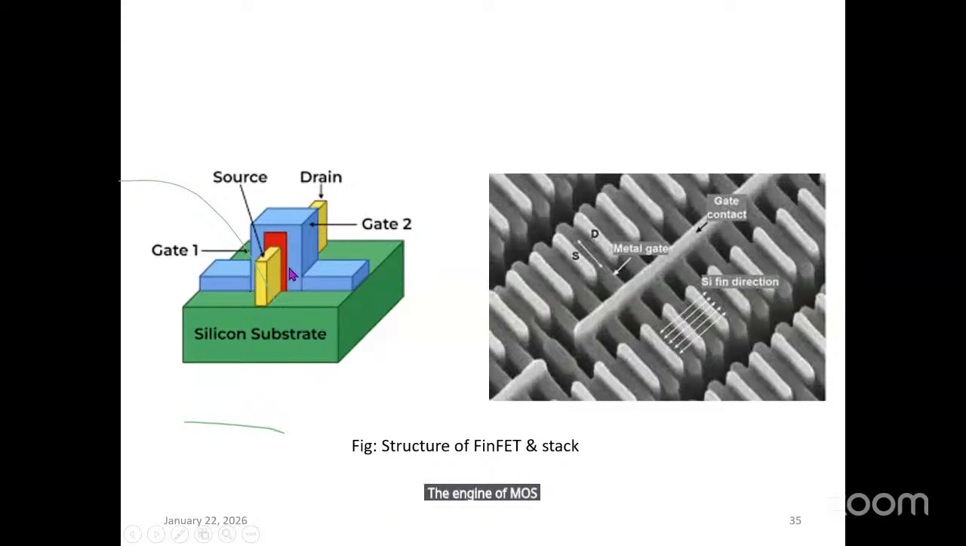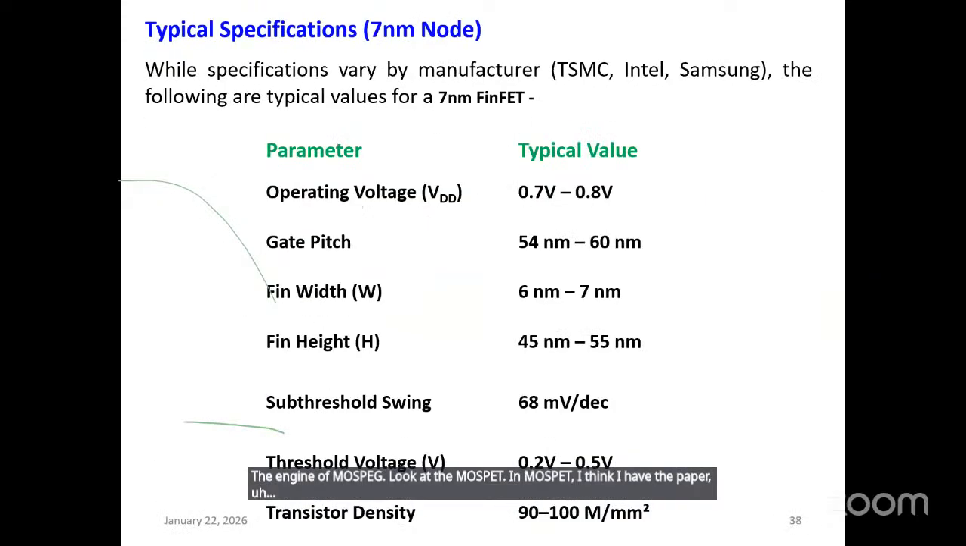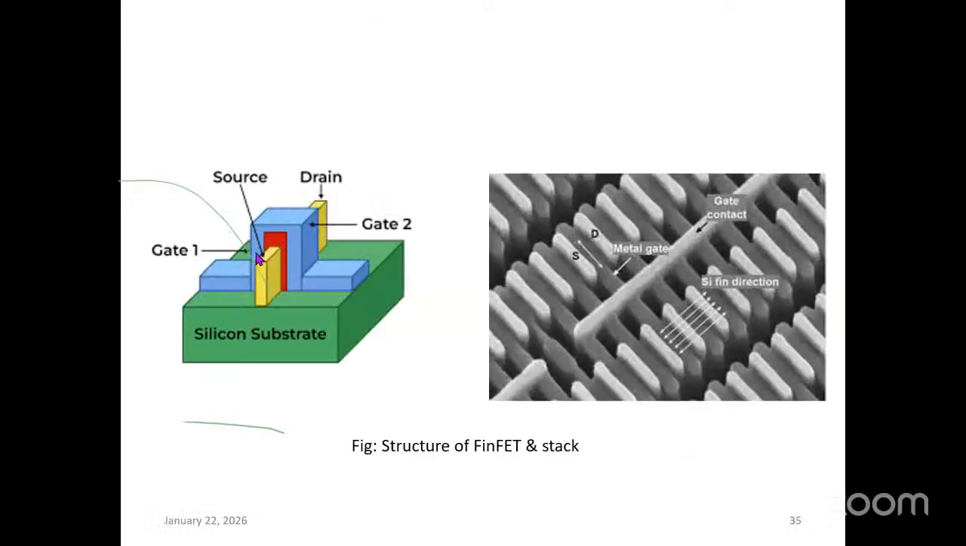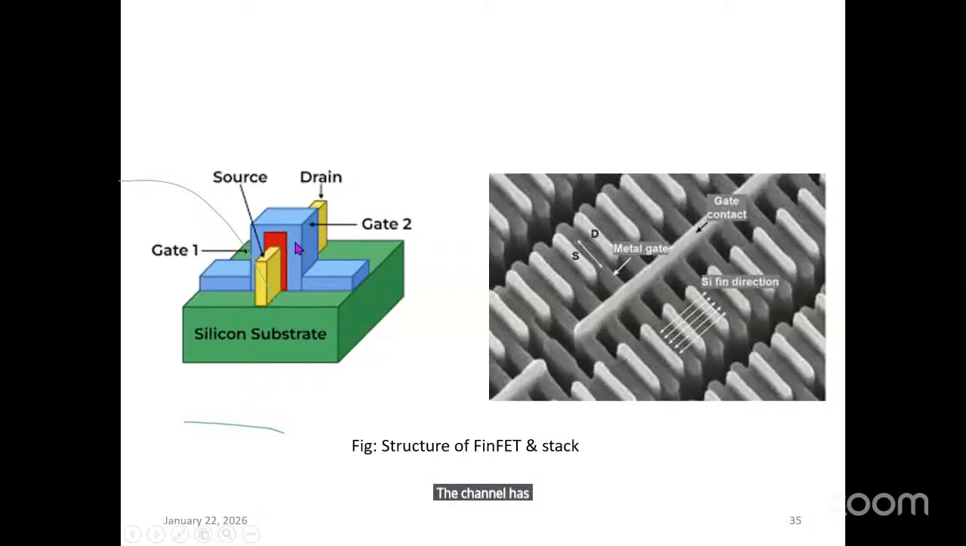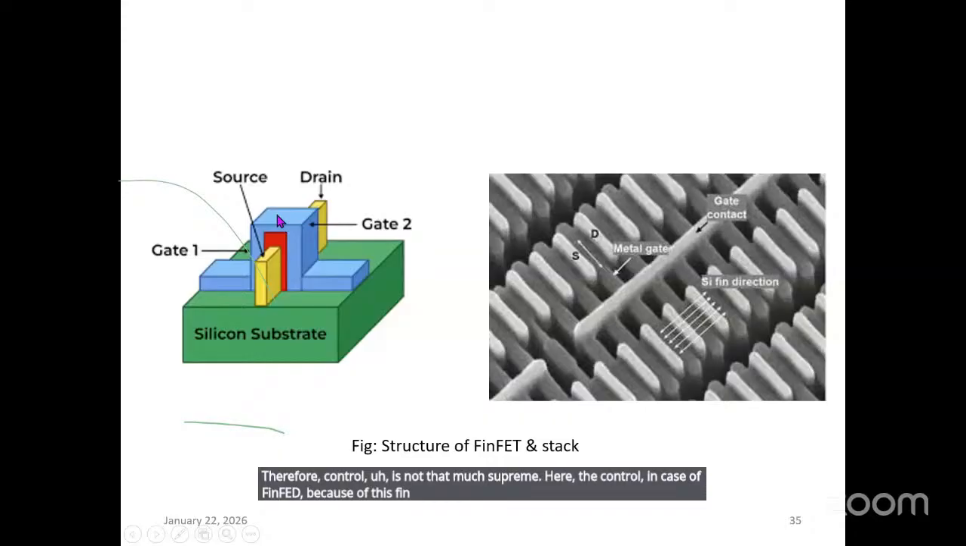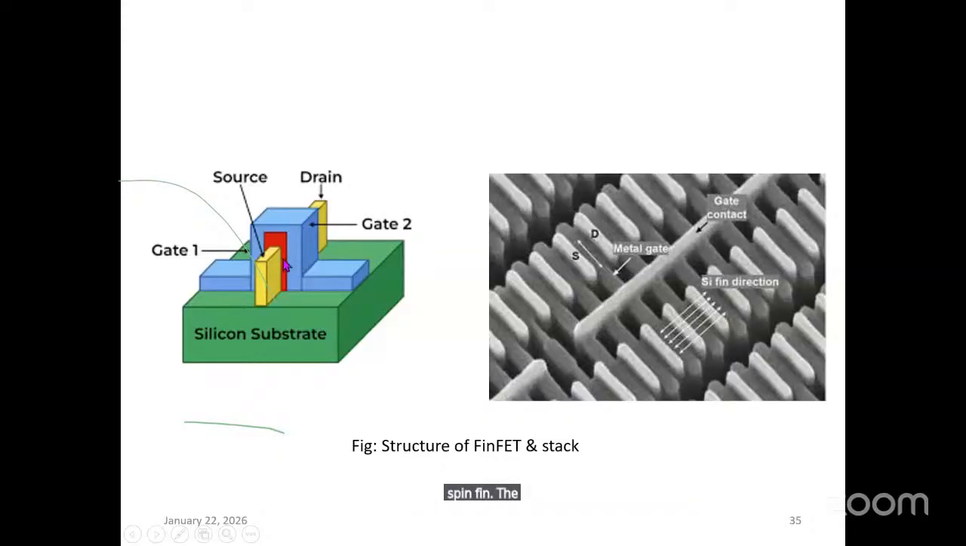Instead of the MOSFET. Look at the MOSFET. In the case of the MOSFET, the channel is controlled by the gate only on one side. The remaining three sides are not controlled. Therefore, the control is not that supreme. Here, in the case of the FinFET, because of this fin shape, the name is given fin, like a shark fish fin. The control on the channel current is well acquired because of this three-dimensional gate.